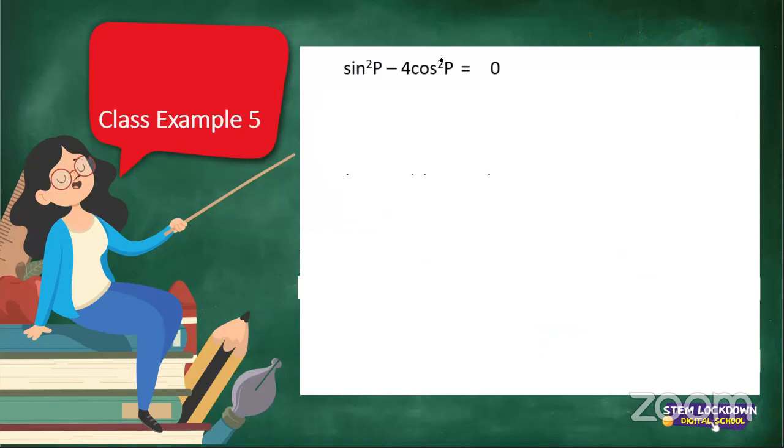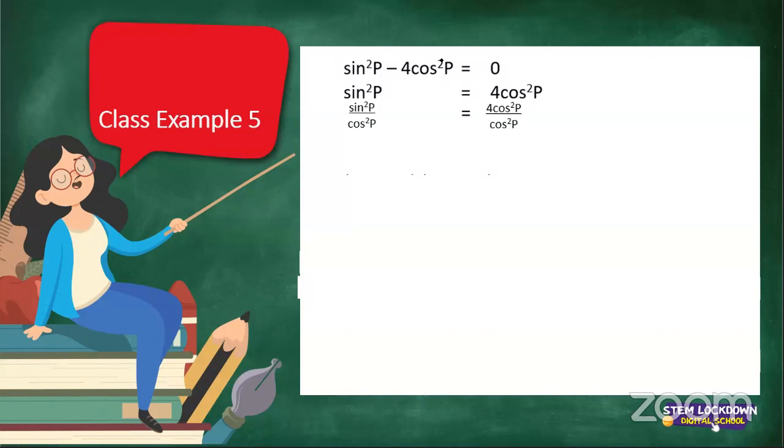Class example 5, we have sine squared p equals 4 cos squared p. Guys, first instinct for me was to apply the Pythagorean identities. What a disaster. So what did I do? I basically took the cos to the other side, and I said, we've done such an example before where I said to you, what do sine and cos have in common? Hypotenuse. What doesn't have a hypotenuse? Tan. And so we're going to use tan to resolve this.